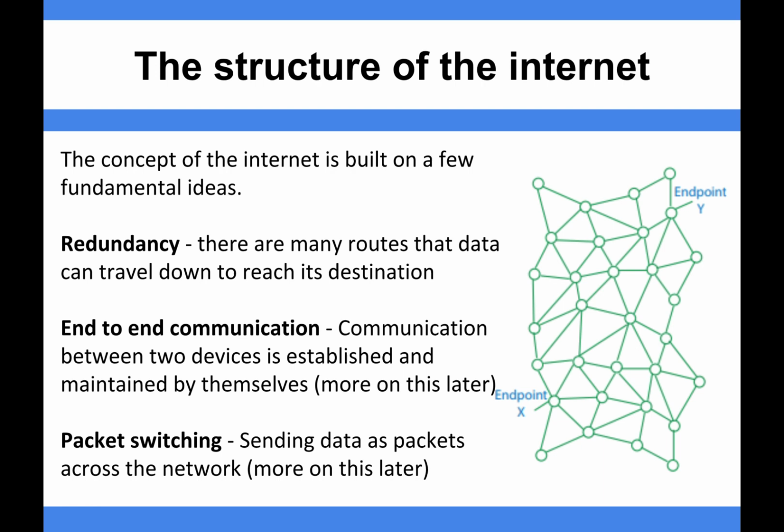And finally, packet switching, which we're going to do more on, along with end-to-end communication, later. It's just this idea that data is split up into packets and sent across the network via different routes potentially, to try and ensure that if one packet gets lost, you don't have to start all over again. So packet switching, redundancy, and end-to-end communication are three of the fundamental pillars of the internet.